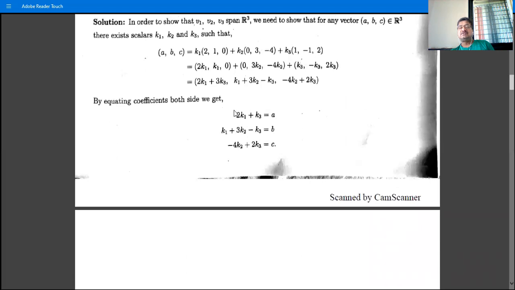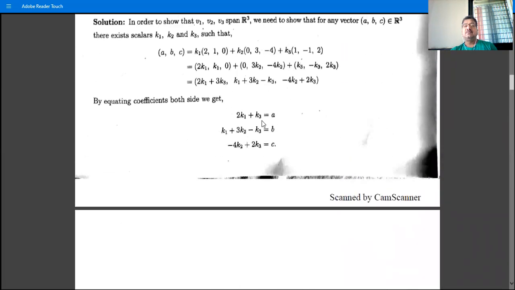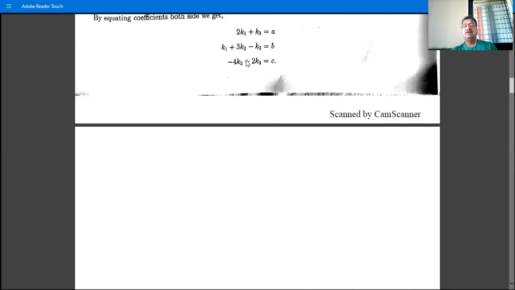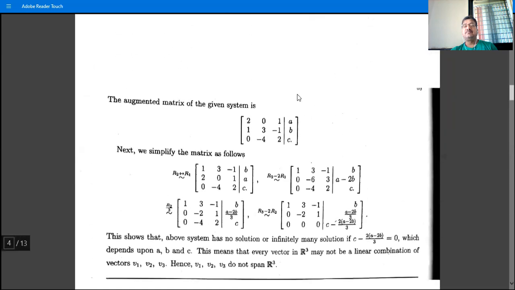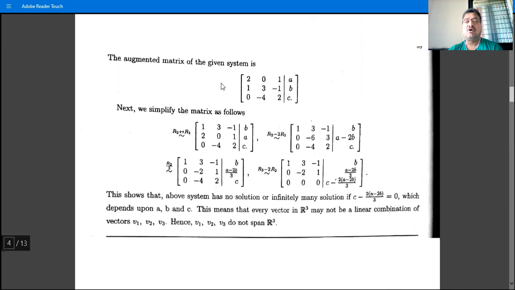Now we have to solve this system by using the same method, the Gauss elimination method. So prepare the augmented matrix. The coefficient of k1 is 2, the coefficient of k2 is 0, the coefficient of k3 is 1. So 2 0 1, then 1 3 -1, and 0 -4 2, with a, b, c, the matrix of constants. So this is the augmented matrix, the combination of the two matrices A and B.